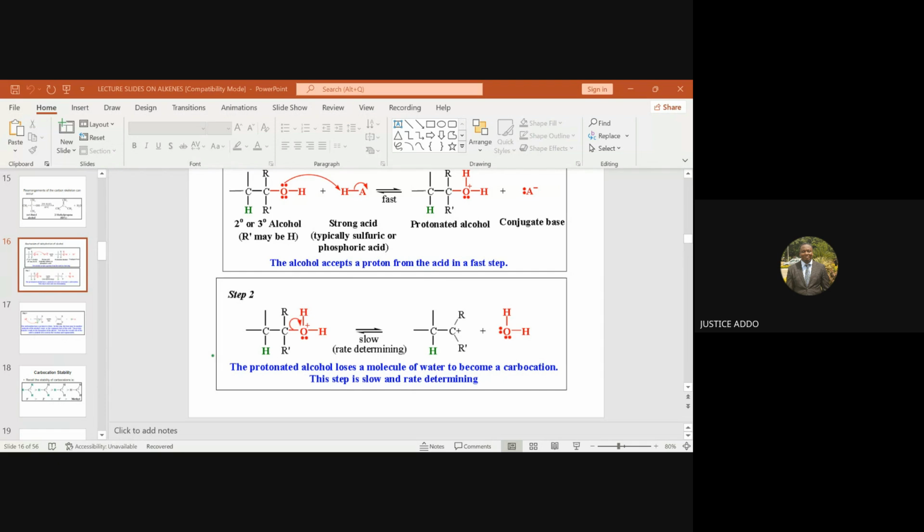And that second step is the slowest step. And normally the slowest step in any reaction is the rate determining step. Meaning the rate of formation of your final product is dependent on that particular step, the slowest step. The first step is very, very fast, and that is the protonation.